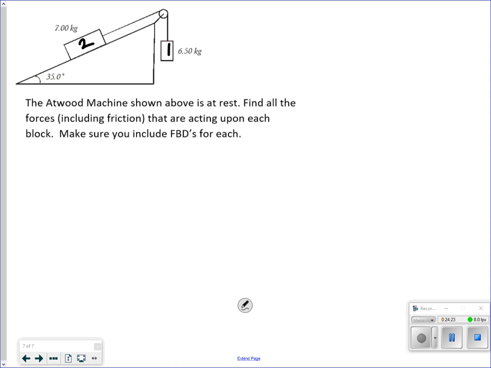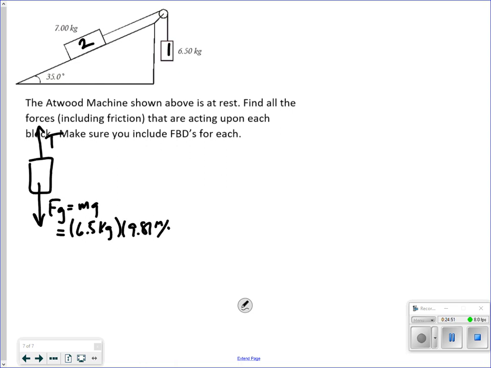If you've got a two-body system, what you want to do is do one of each. All right, so here's our hanging block. We've got FG for the hanging block. We've got T for the tension of the rope touching the block. This is going to be mg, and we know that it's 6.5 kilograms times 9.81 meters per second squared.